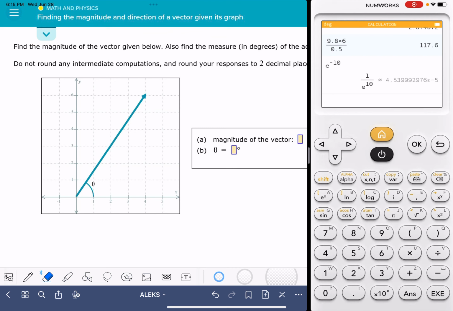In this video, I'll show you how to solve the ALEKS problem called finding the magnitude and direction of a vector given its graph. Let's start by finding the magnitude of the vector. The magnitude is just the length of the vector. So we're just going to find the length of this.